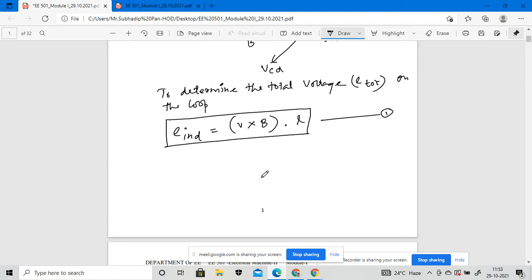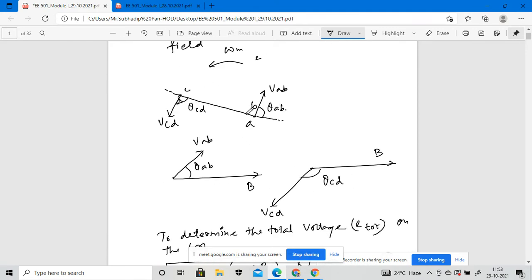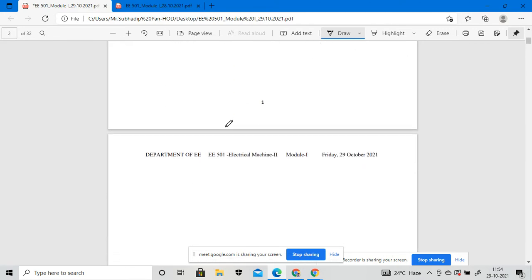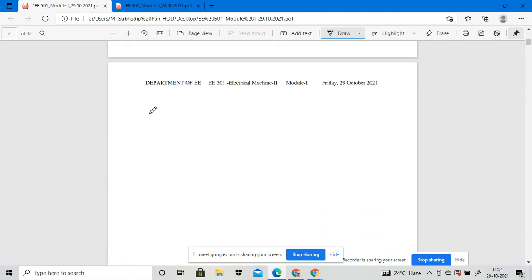So first we consider the segment AB. Segment AB means this particular segment. In this particular segment, I have to draw this over here also, so that you will understand. Okay, so this is my, sorry, this part.